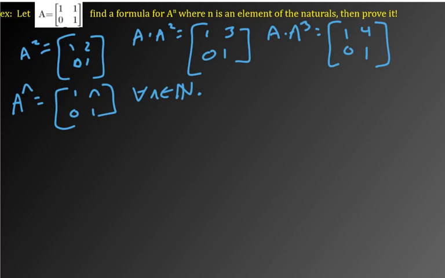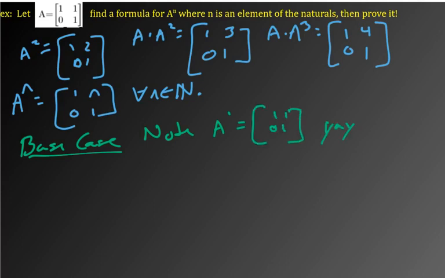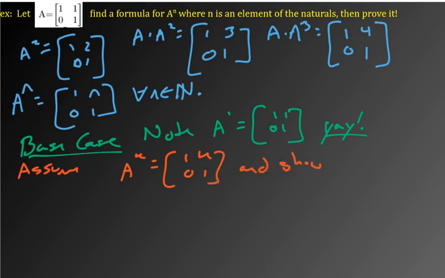So we're going to prove it with induction. So base case, note that A to the first is really 1, 1, 0, 1. Yay. Formal proof notation. And then I'm going to assume that A to the k equals 1, k, 0, 1, and show that A to the k plus 1 equals 1, k plus 1, 0, 1. All right.